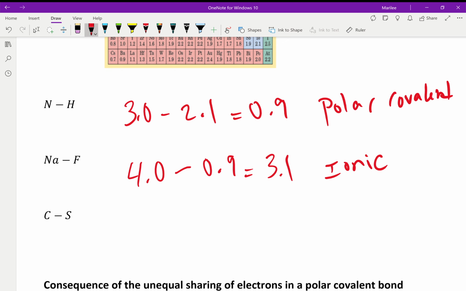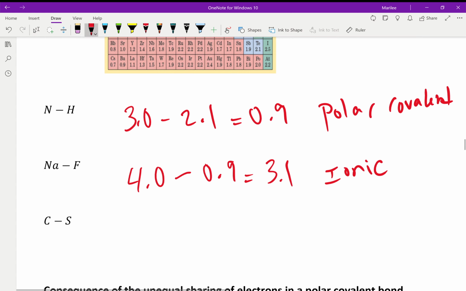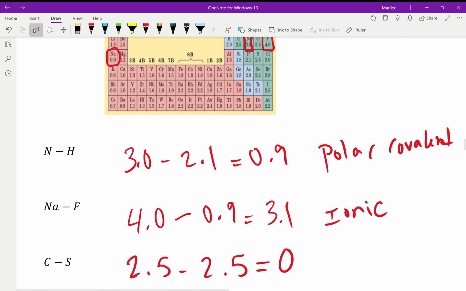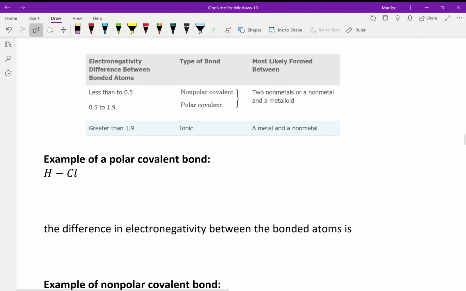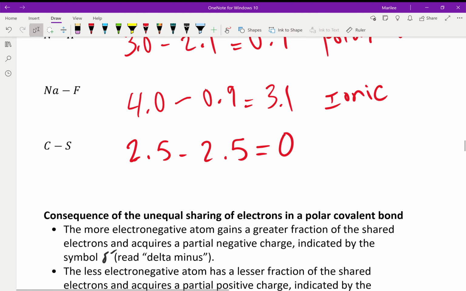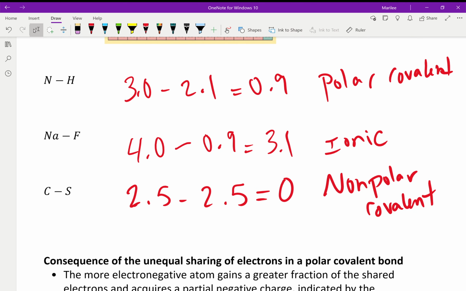Our next example is C-S. Carbon is 2.5, S is 2.5, so we have the difference 2.5 minus 2.5, that gives us 0. What is 0? 0 is less than 0.5, right? So that's nonpolar covalent. All these are calculated by taking the difference in electronegativity.